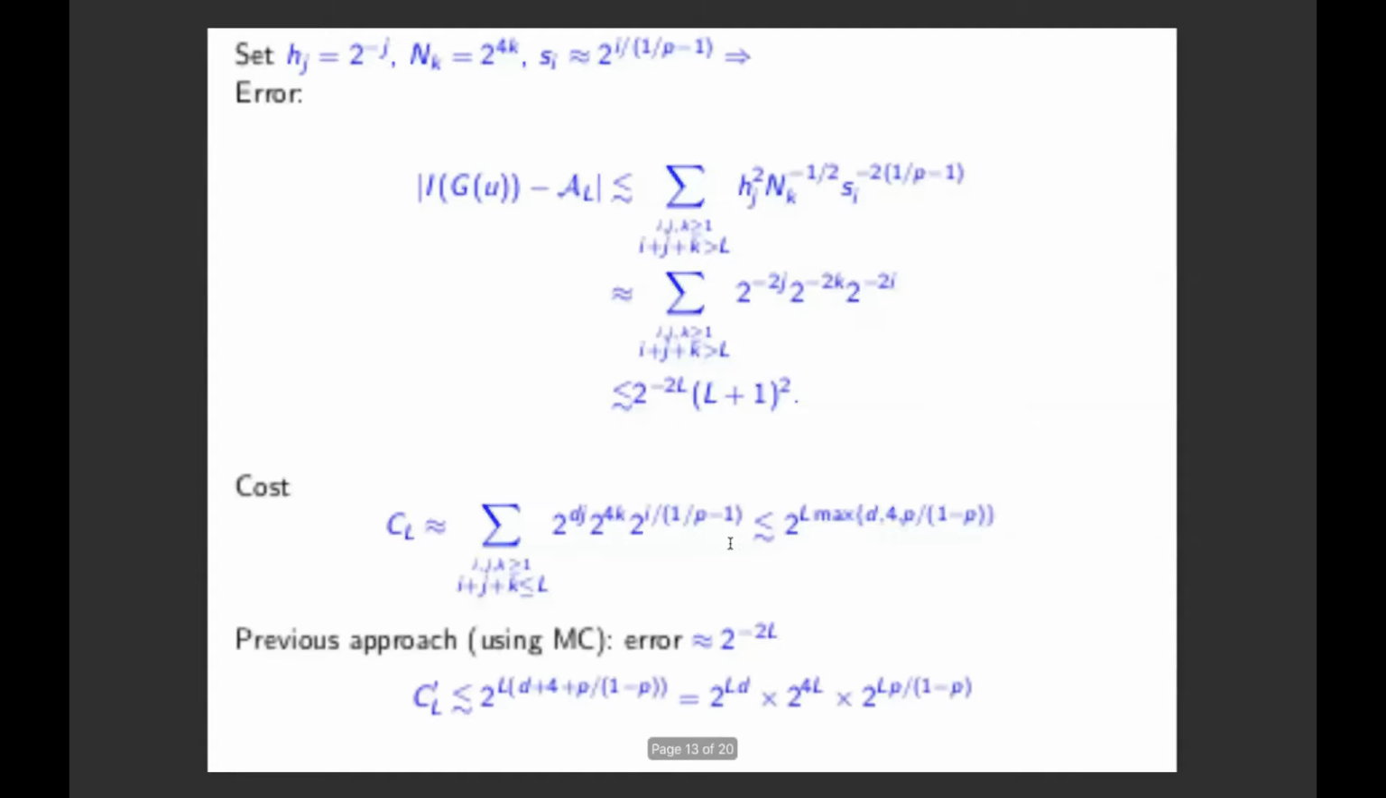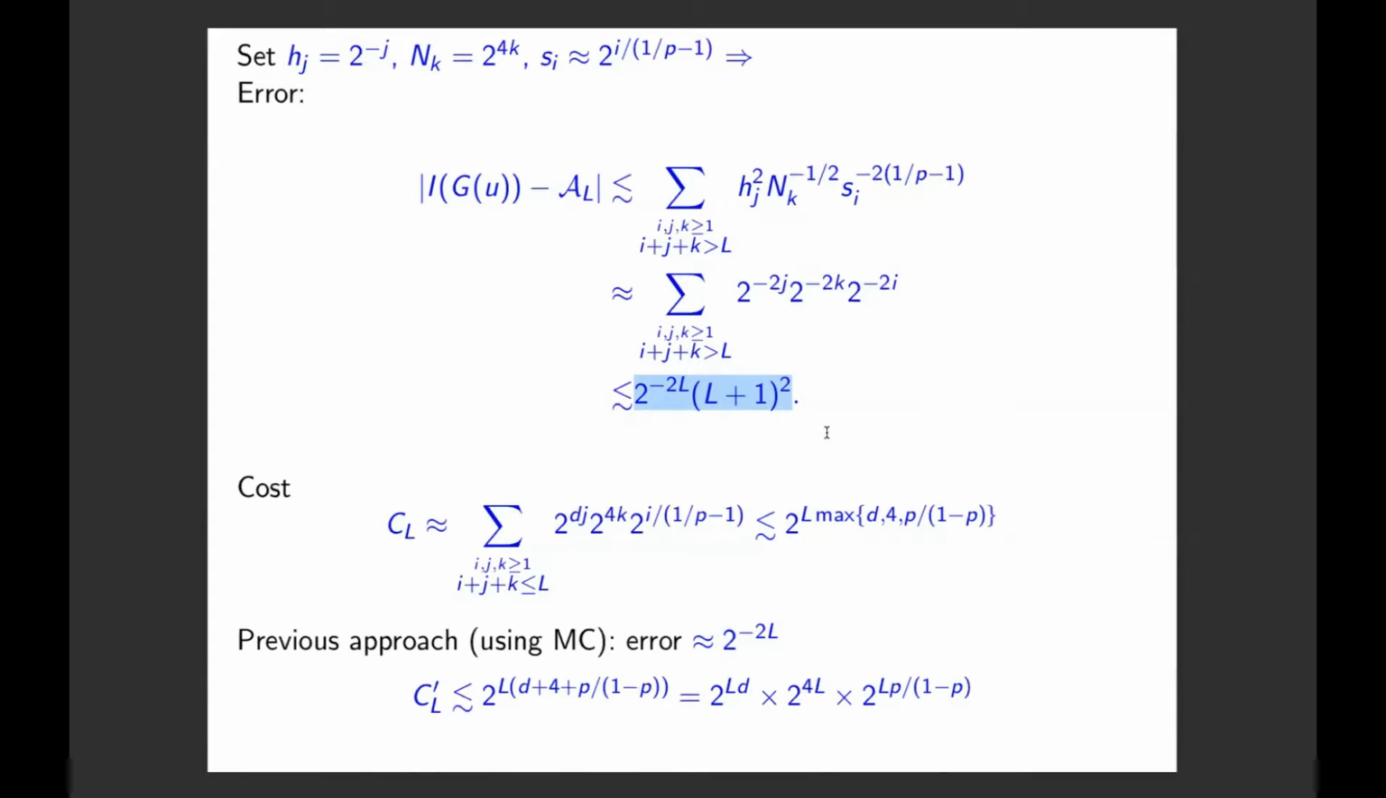Now if we were to use the single level Monte Carlo approach, it turns out that the error is of the form 2 to the minus 2L. So it's very similar to the error which we have for the multi-index Monte Carlo method. However, in this case, the cost multiplies. So in the exponent here, we have the sum, whereas in the exponent for the multi-index Monte Carlo, we take the maximum of those 4 terms.